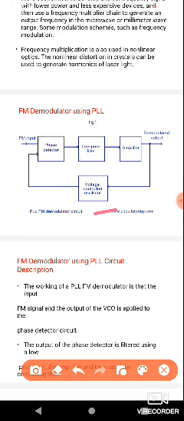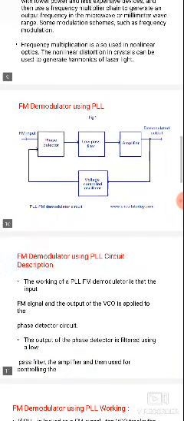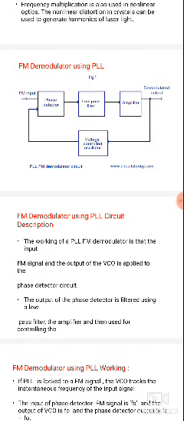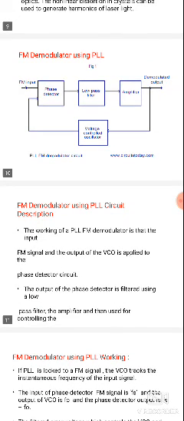The phase detector, or phase comparator, consists of two inputs, and the second one is the VCO output. The VCO output will be given to the phase detector only. Next, the low pass filter. The low pass filter is used for removing the high frequency components. And the last one is the amplifier. The amplifier output is connected to the voltage controlled oscillator as the input. This is the FM demodulator using PLL.